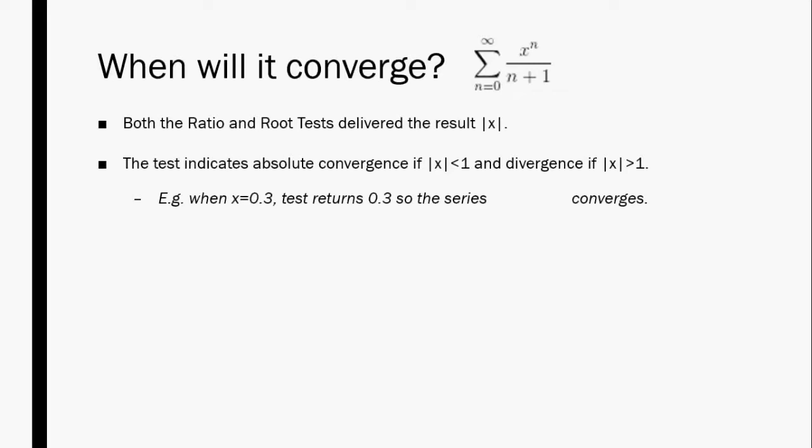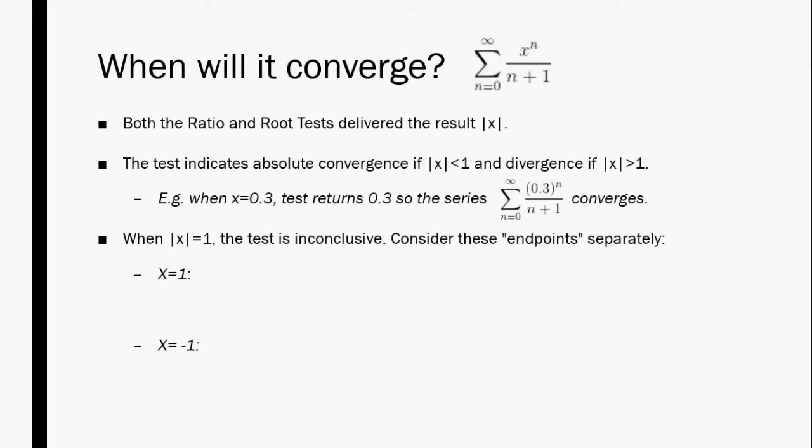So for instance, I have the example here of if x is 0.3, the test will return 0.3 because that's the absolute value of 0.3. And so if I were to stuff that in for x in the series, I'd be talking about the series 0.3 to the n over n plus 1. That series converges.